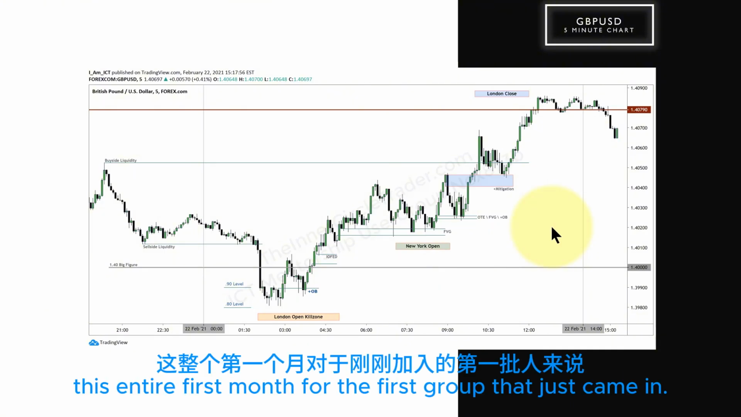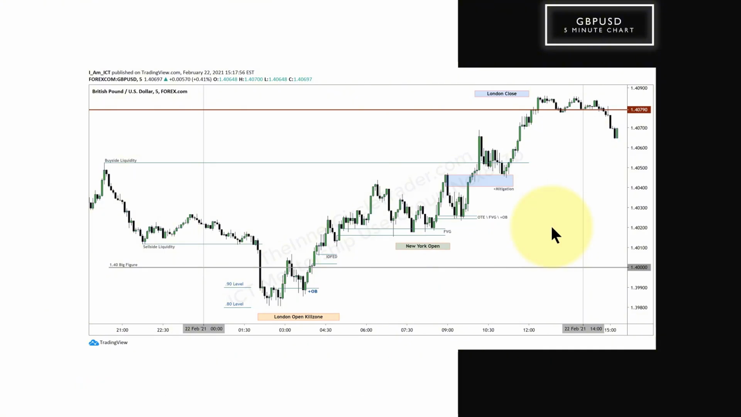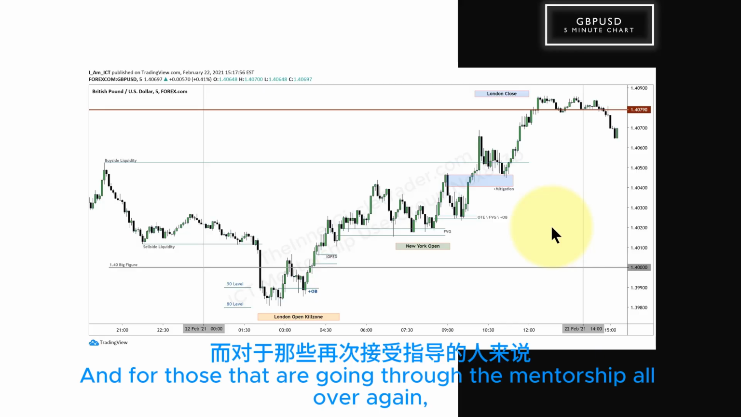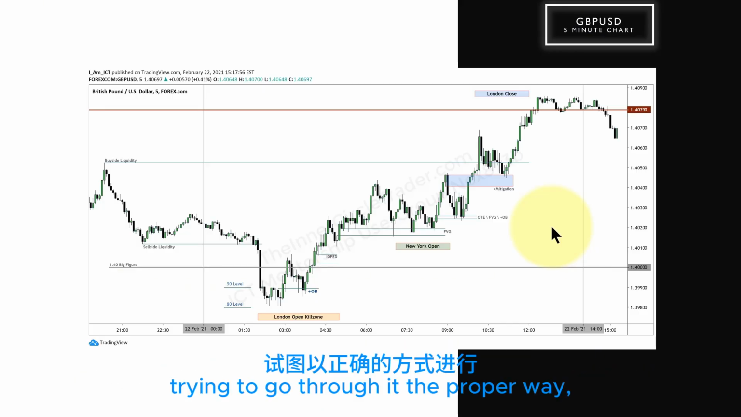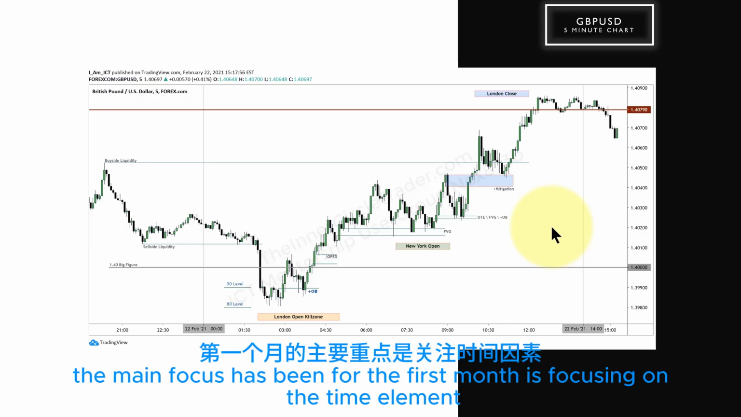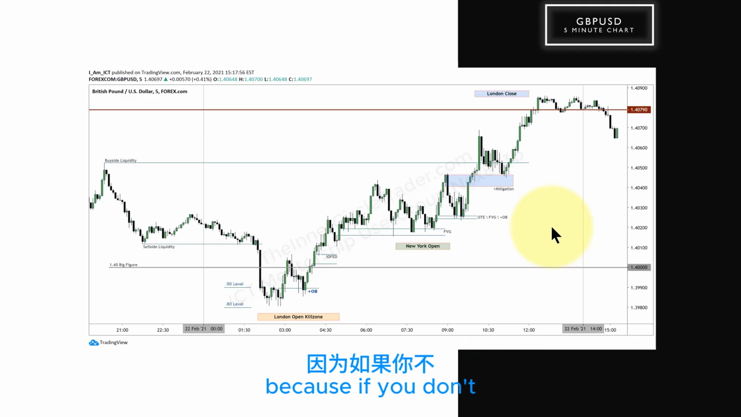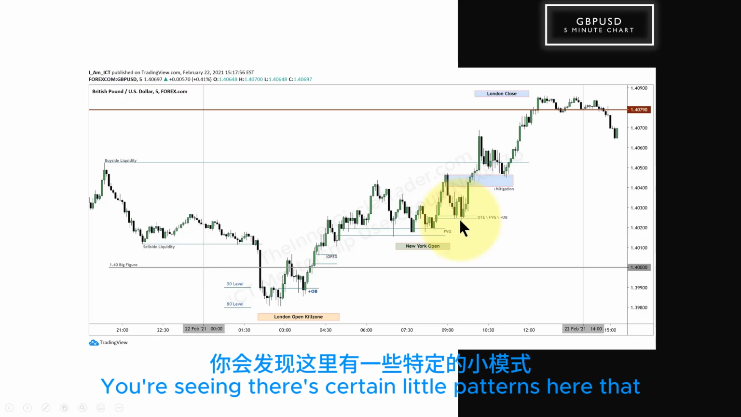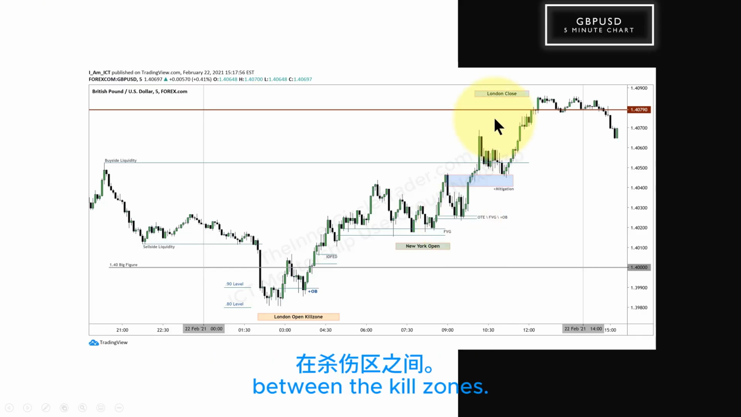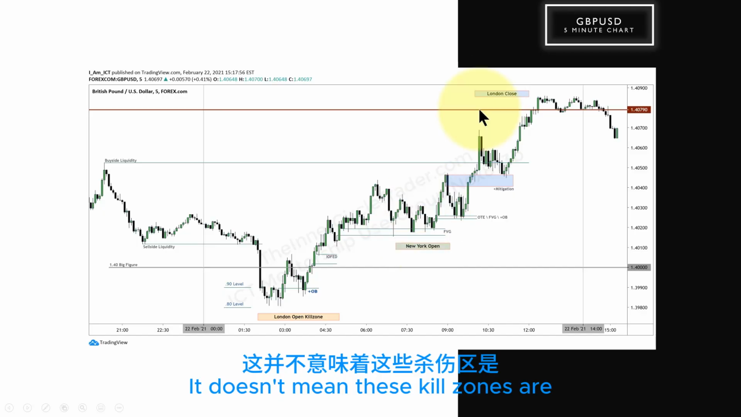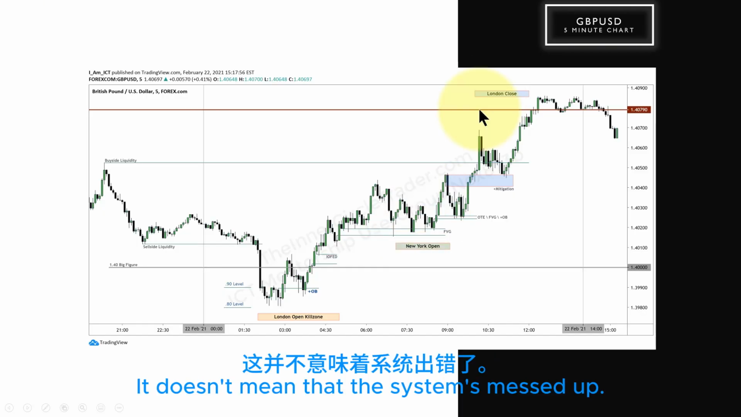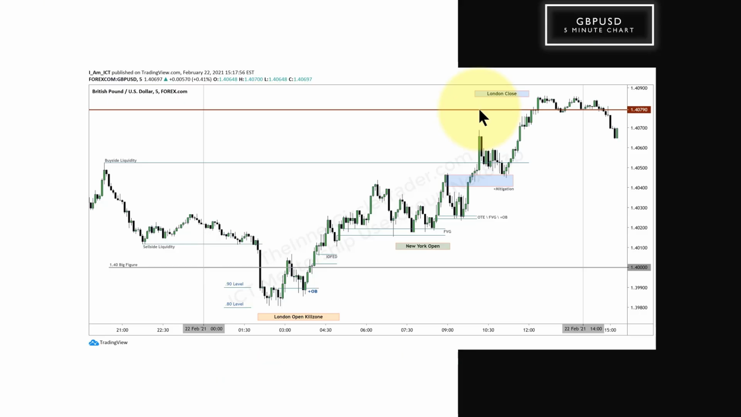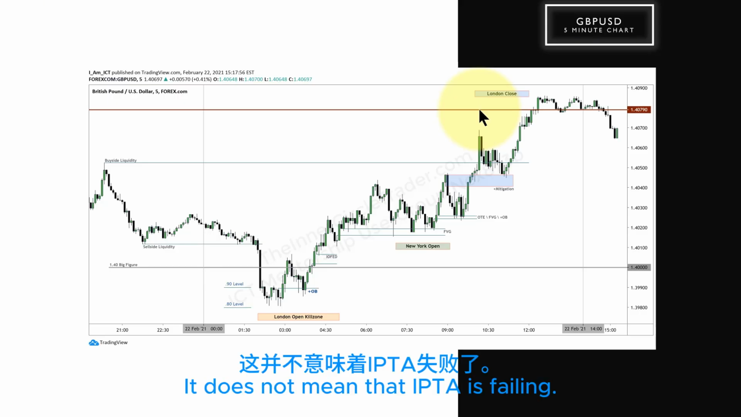Notice that this entire first month for the first group that just came in, and for those that are going through the mentorship all over again, trying to go through it the proper way, the main focus for the first month has been focusing on the time element. Time. Because if you don't have that part right, everything else is going to be wrong. You're seeing there's certain little patterns here that are occurring between the kill zones. It doesn't mean these kill zones are not accurate. It doesn't mean that the system's messed up. It does not mean that IPTA is failing.